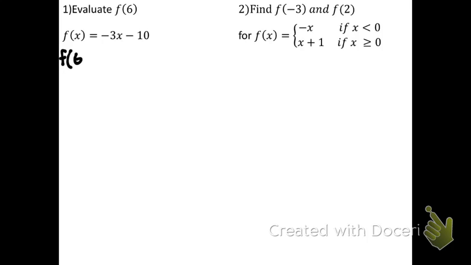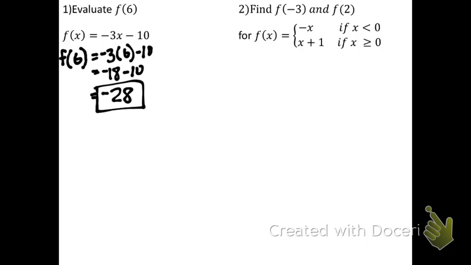If I put an input of 6, or if our domain is 6, we rewrite the function, but instead of x, we're going to write in 6. Negative 3 times 6 is negative 18, minus 10. Negative 18 minus 10 is negative 28. That's your final answer. What this is saying is when we put in 6, or f of 6, our output is negative 28. Remember, range is the output.